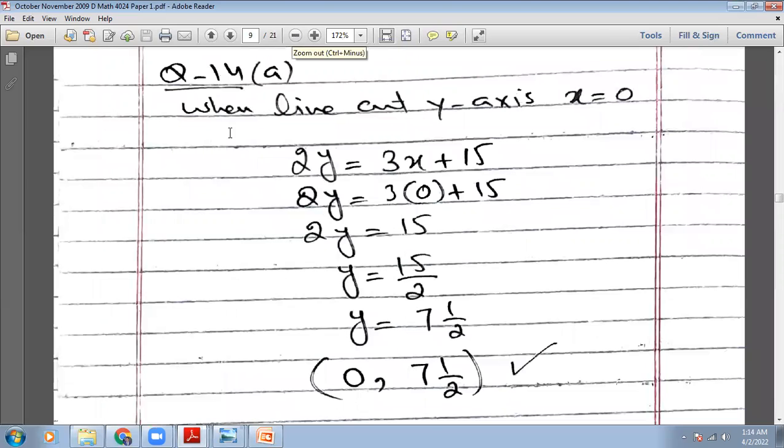So we write that when the line cuts the y-axis, x is 0. So in that equation, wherever there is x, substitute it with 0. So you will have 2y equals 3(0) plus 15. So you will have 2y equals 15. So y will be equal to 15 by 2. So y will be 7 whole 1 by 2. So the point where the graph cuts the y-axis, its coordinates will be (0, 7 whole 1 by 2).